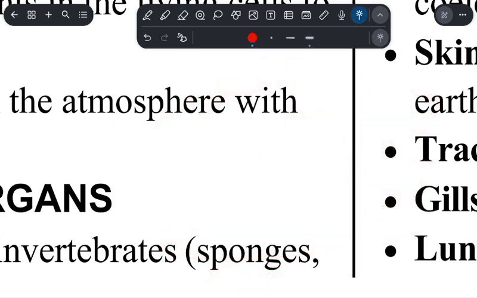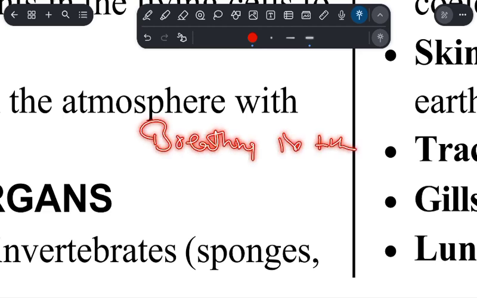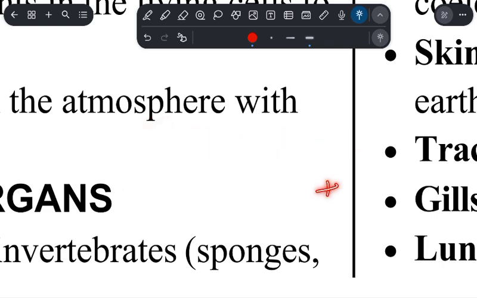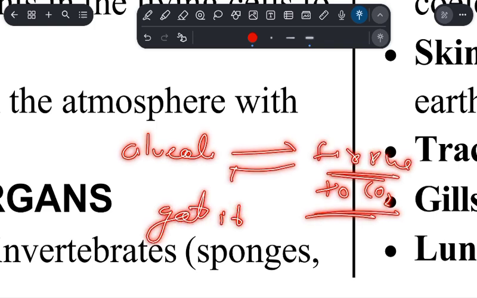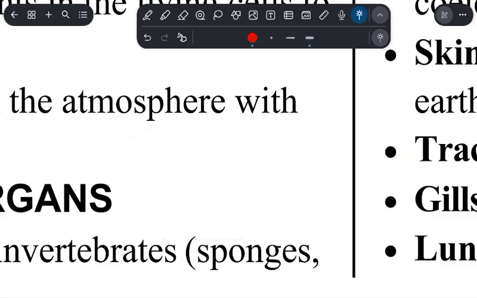So this is all about breathing. What is basically breathing? Breathing is the exchange of O2 to CO2, alveoli to tissues. Got it? I hope you got it.